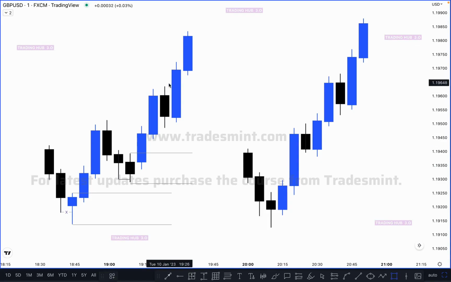Now you can see here, this is our last selling candle before this buy move, right? But this is not a valid order block. Why? First, because this candle did not take out the previous candle low. So this is not a valid order block.